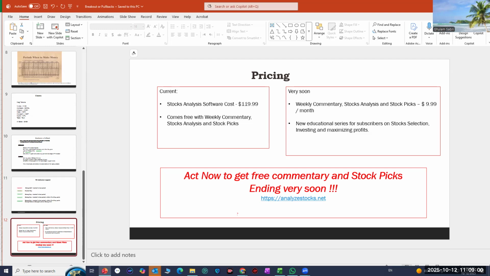There's a question. Okay, another question. Does this tool tell the target range for exit, especially the profit? That's a good question.